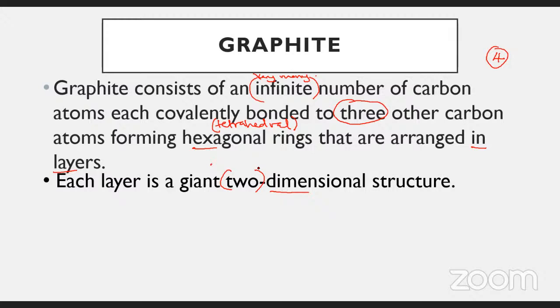Okay, thank you, Miracle. So for diamond, it's 3D. But for graphite, it is 2D. So here we are trying to get the differences earlier so that we don't go there. The difference between diamond and graphite.